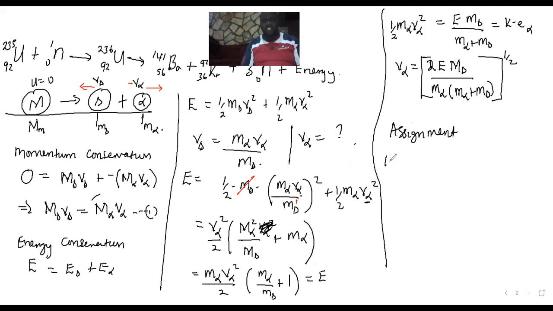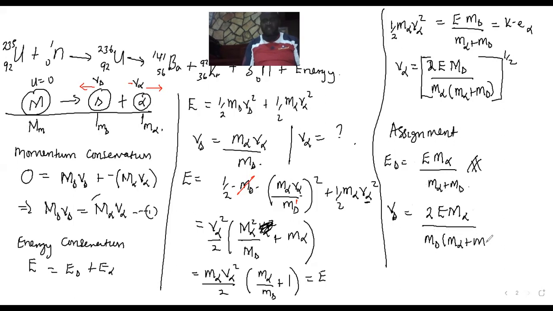You're going to derive energy of the daughter nucleus as equal to energy, which is total, times mass of the alpha particle over mass of the alpha particle plus mass of the daughter nucleus. Then I'll also expect you to get the velocity of the daughter nucleus as twice energy of the mother times the mass of the alpha particle out of mass of the daughter nucleus into mass of the alpha particle plus mass of the daughter nucleus. But you raise the whole of this to the power a half.